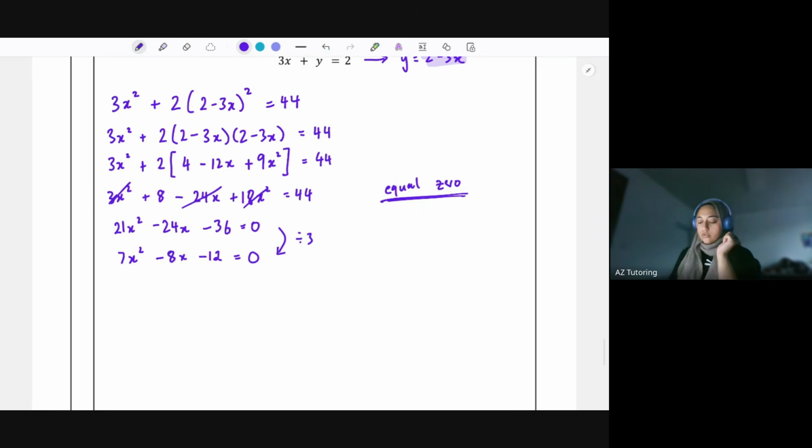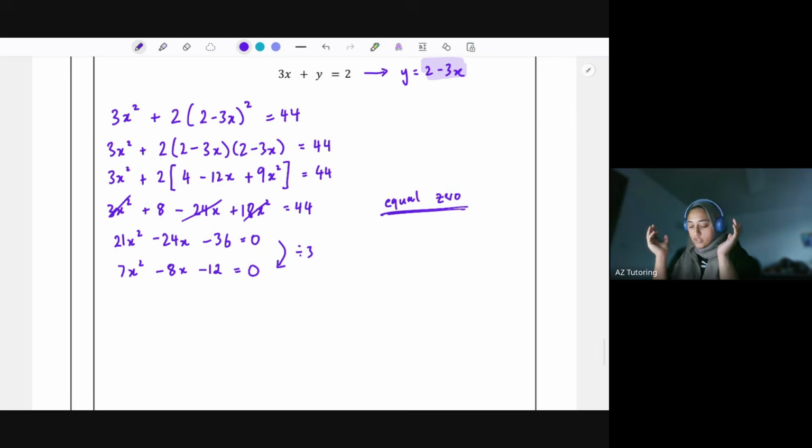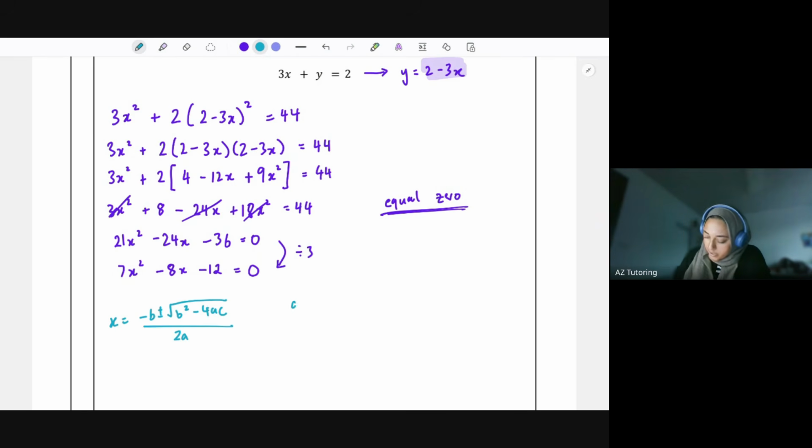Now, you could factorize it like normal, which I probably won't even attempt because they're quite ugly numbers, or you could use a quadratic formula. So what is the quadratic formula? The quadratic formula says x equals minus b plus or minus the square root of b squared minus 4ac, all divided by 2a, where a is what's here, b is what's here, don't forget the minus sign, and c is what's here. So a is 7, b is minus 8, and c equals minus 12.